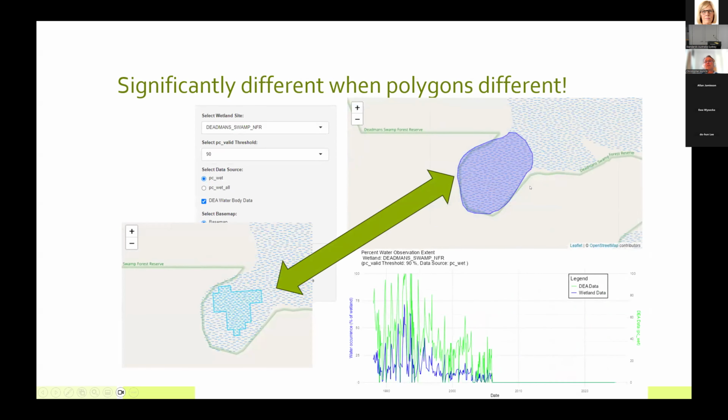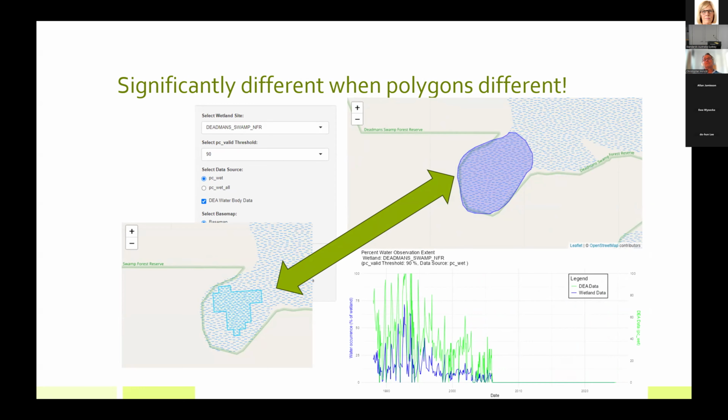This is the two different polygons. That's the state mapping. This is the product out of Digital Earth Australia, and as you'll see in these situations, they're actually quite different, whereas in the previous one they were similar because the polygons were similar. So we've quantified that and unpacked it to try and work out what's going to be fit for purpose for some of the state agencies.